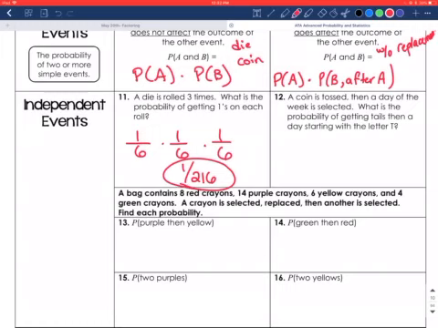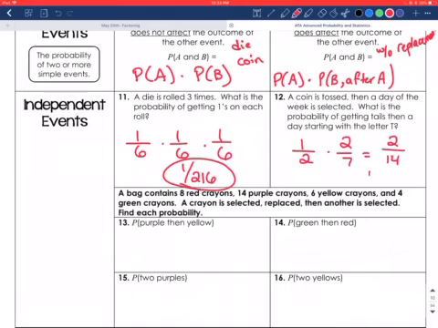All right, so a coin is tossed, and then a day of the week is selected. These are still independent events. What's the probability of getting tails? 1/2. And then a day starting with the letter T. So we have Sunday, Monday, Tuesday, Wednesday, Thursday, Friday, Saturday. So that will be 2 out of 7.